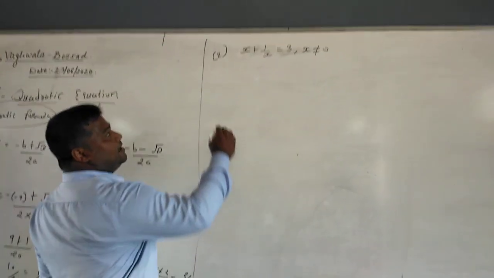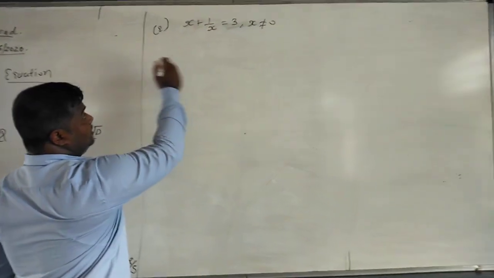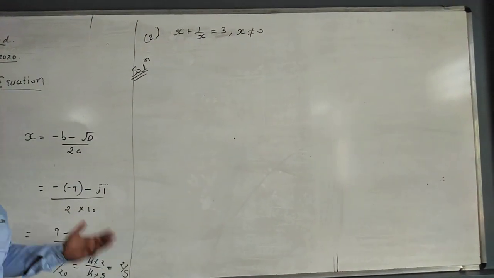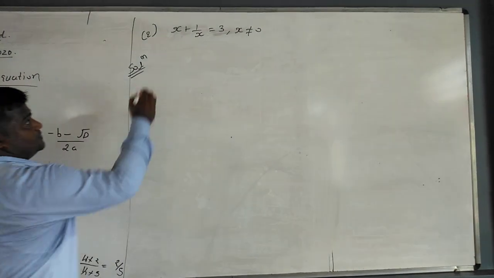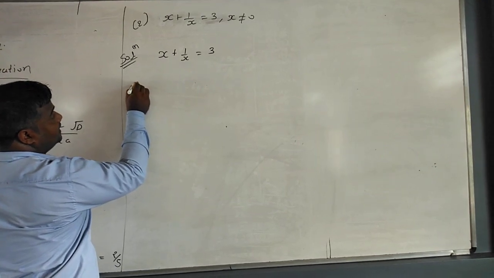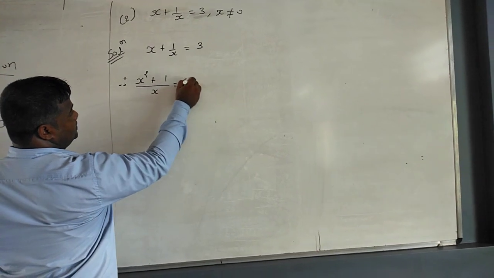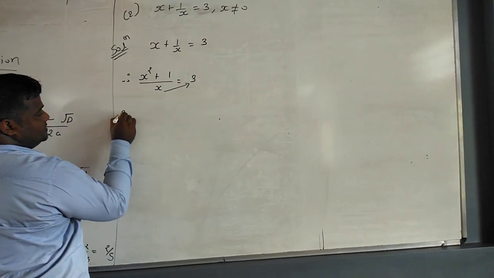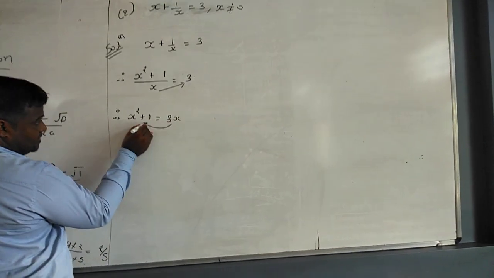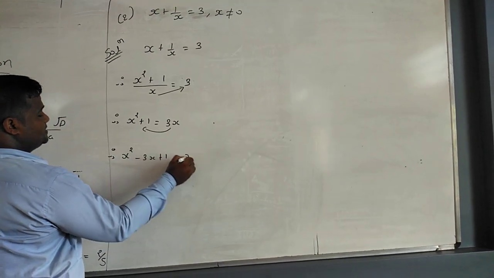Now I'm going to take the second sum for yourself. That second sum is x plus 1 by x is equal to 3. Here they have not given it in the form of a quadratic equation, but we have to make that quadratic equation properly. So x plus 1 by x is equal to 3. What is LCM over here? That is x. So x square plus 1 by x is equal to 3. This is going over this side. So x square plus 1 is equal to 3x. Now this comes over this side. So x square minus 3x plus 1 is equal to 0.